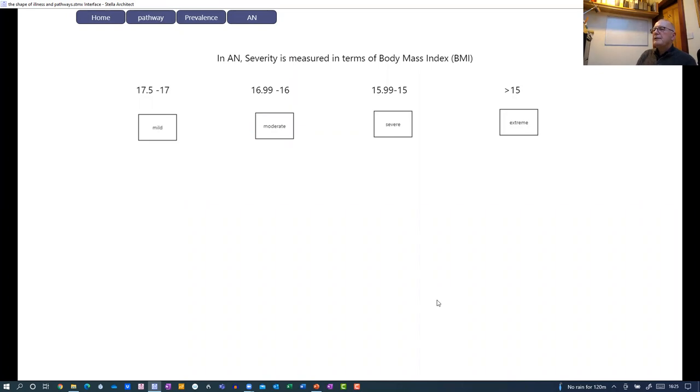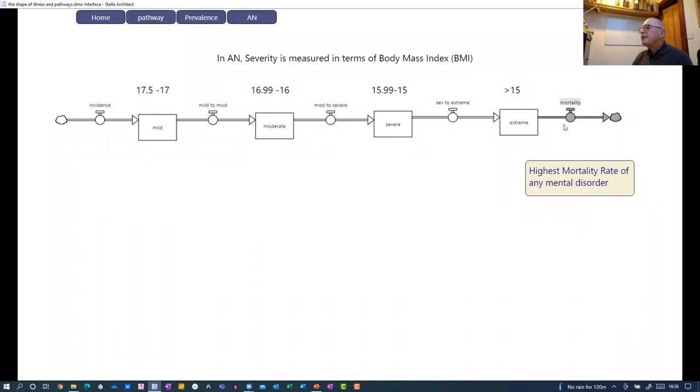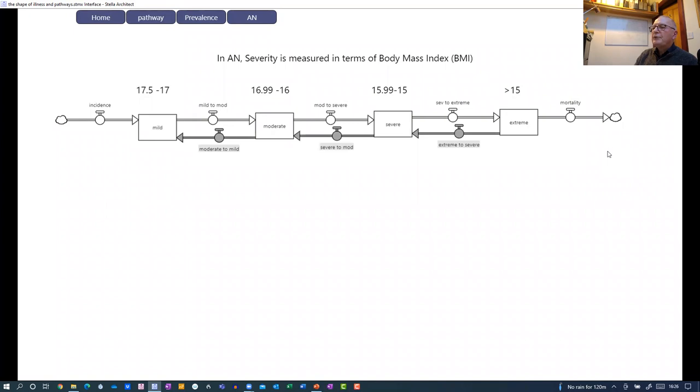So in anorexia nervosa, they adopt the same nomenclature of mild, moderate, severe, to which they add extreme. And these categories are measured in terms of body mass index. So in the first one, getting below 17.5 BMI, moderate being in the 16s, severe being in the 15s, and extreme being less than 15 BMI. And so incidence in these terms is always to the mild state, because you would have to go through that BMI in order to get to the lower BMIs. And so the movement is in that direction, but the mortality from extreme is the highest mortality rate of any mental disorder. And hopefully there is movement in that direction so that people don't reach the extreme stage.